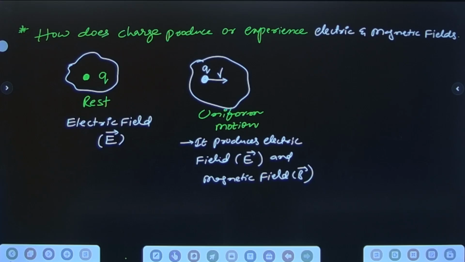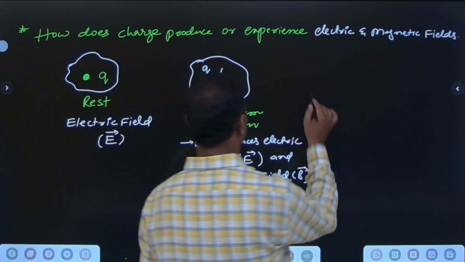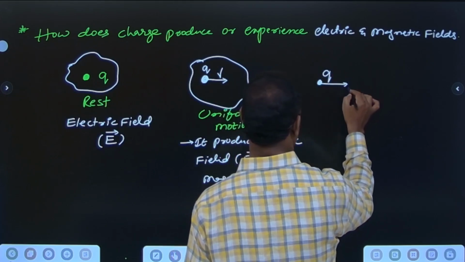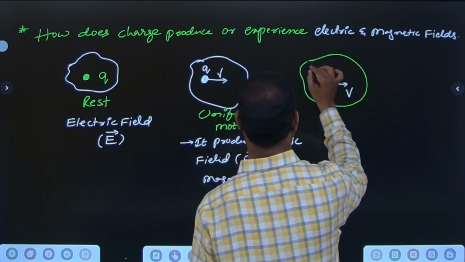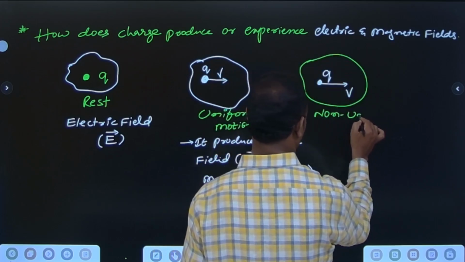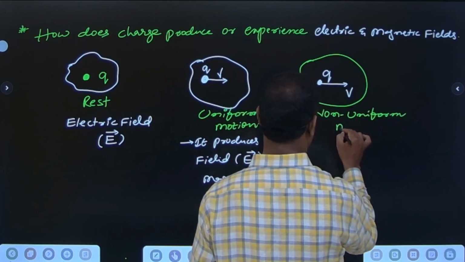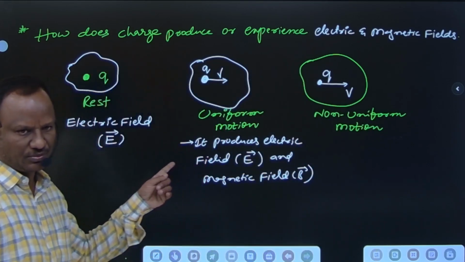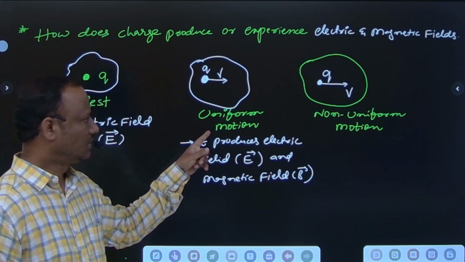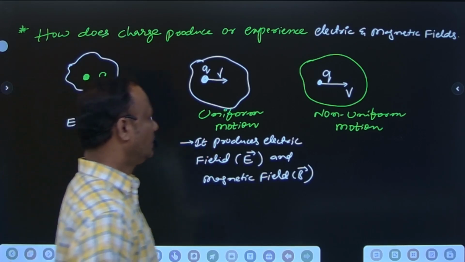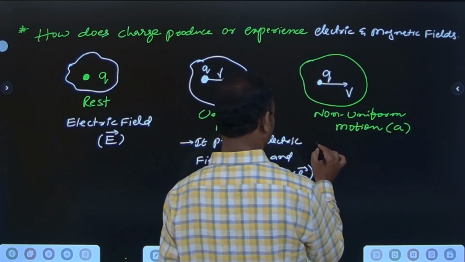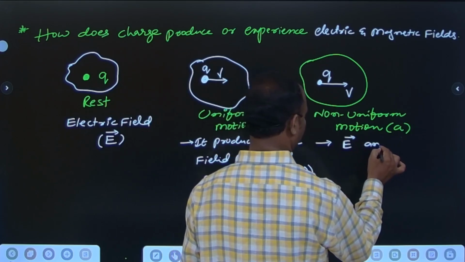If the charge is in non-uniform motion, Q, like its velocity is varying, this is what I can say is a non-uniform motion. Non-uniform motion means what? Accelerating. What is its acceleration in uniform motion? 0, because it is moving with a constant velocity. So uniform velocity, uniform motion. If it is a non-uniform motion, it means accelerating. It produces electric field and magnetic field.